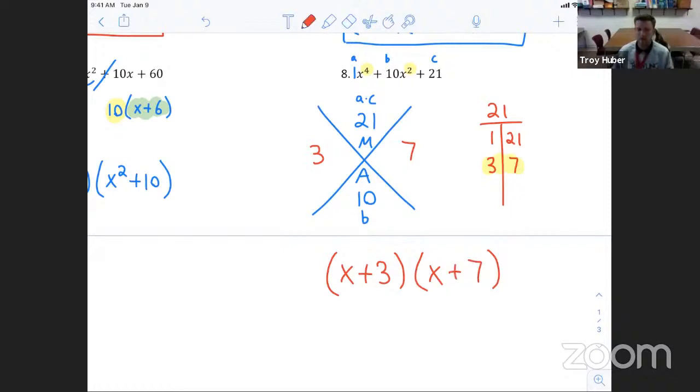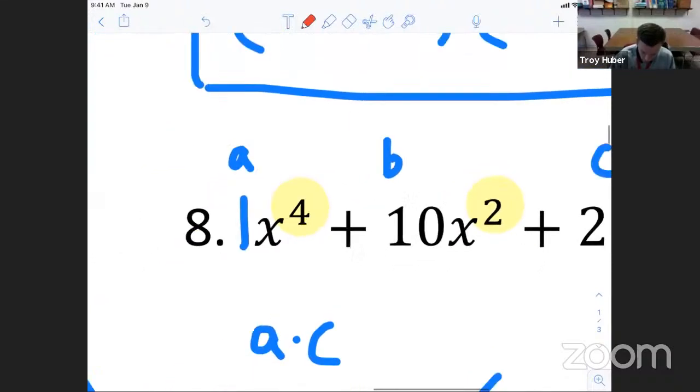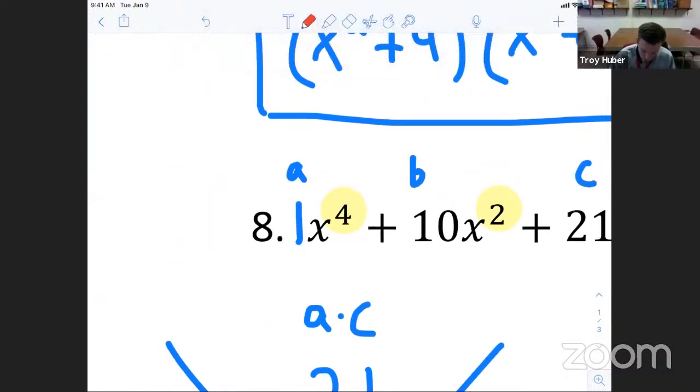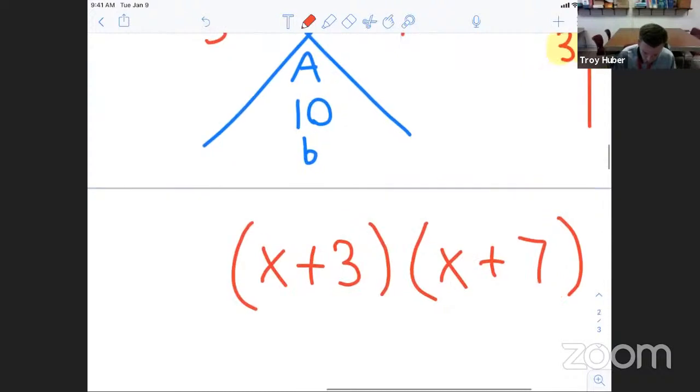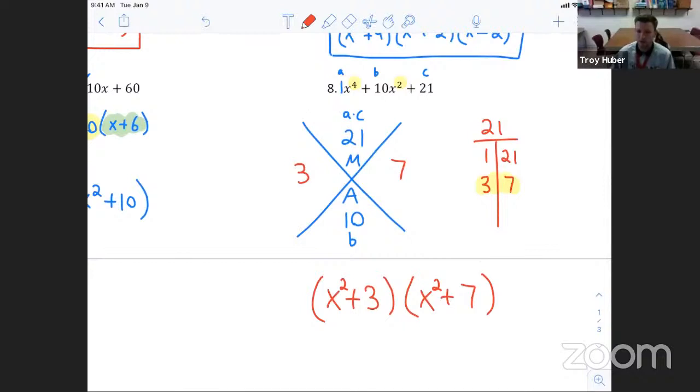As my two factors. But watch out, this was last unit, okay? This time it's x to the fourth power and x squared. So we just have to make these x's squared. As long as we make those x's squared, then we're good to go.